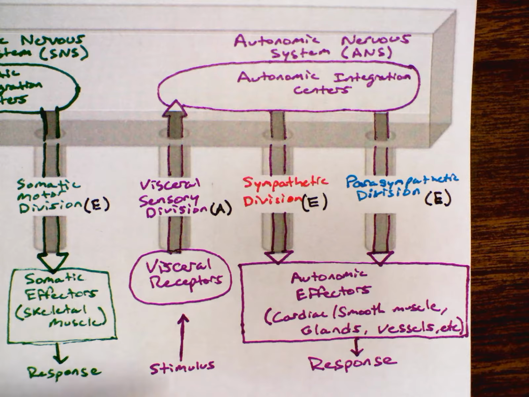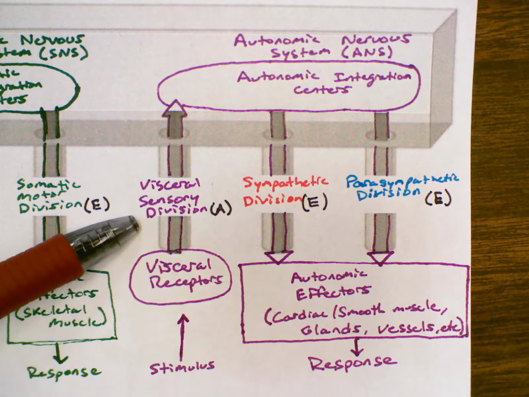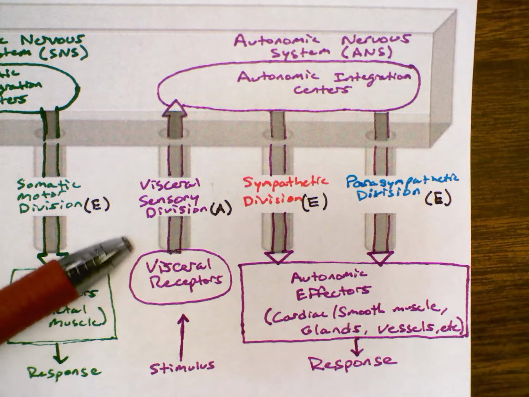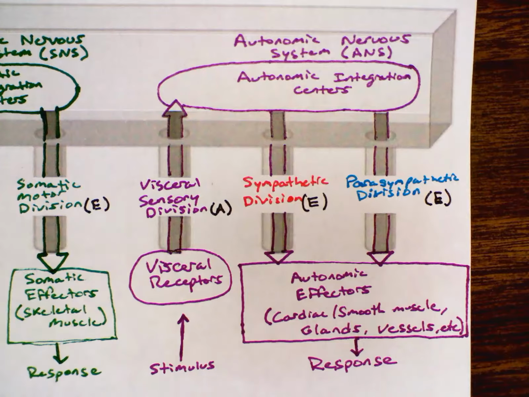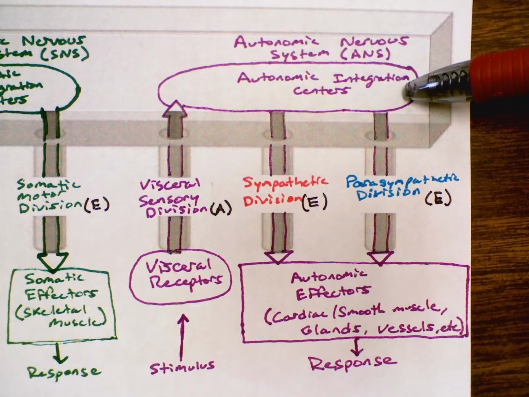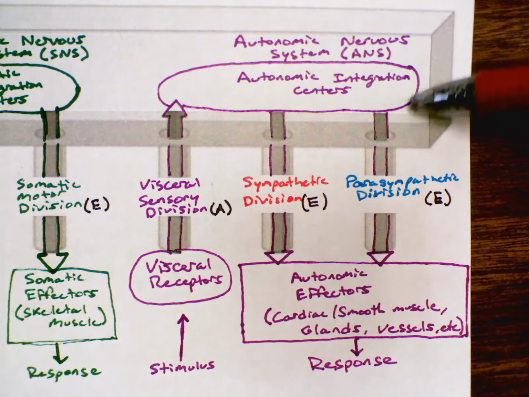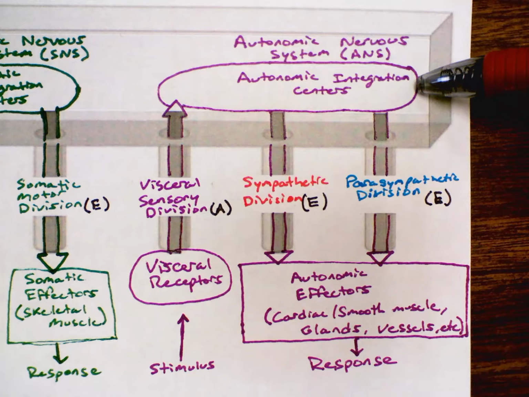So we would have some sort of stimulus picked up by the visceral receptors of the visceral sensory division, which is the afferent pathway of your autonomic nervous system. It's a mouthful. That afferent message is then going to be integrated by the autonomic integration centers of your autonomic nervous system. Keep in mind, when we're up here, we're in the central nervous system. So this would be a structure in your brain, for instance.